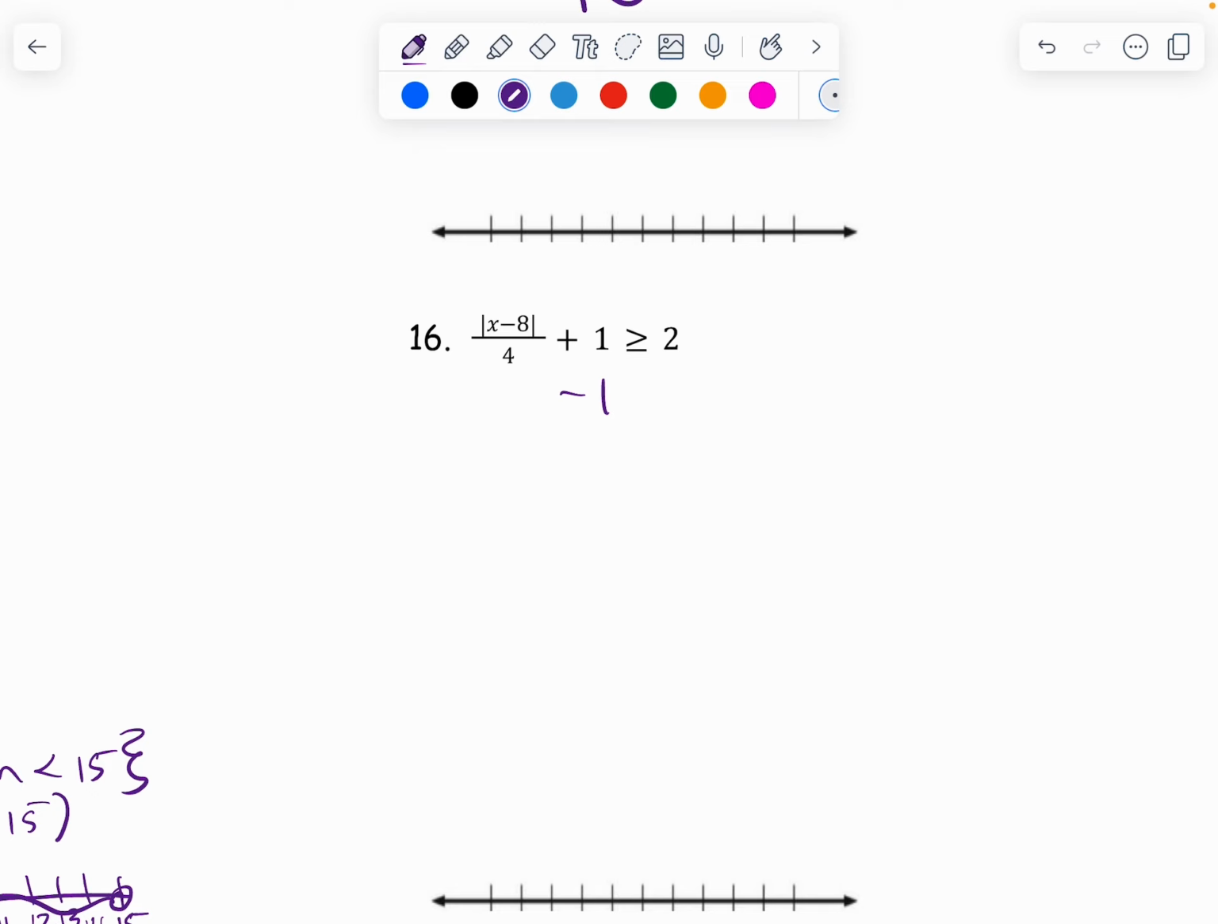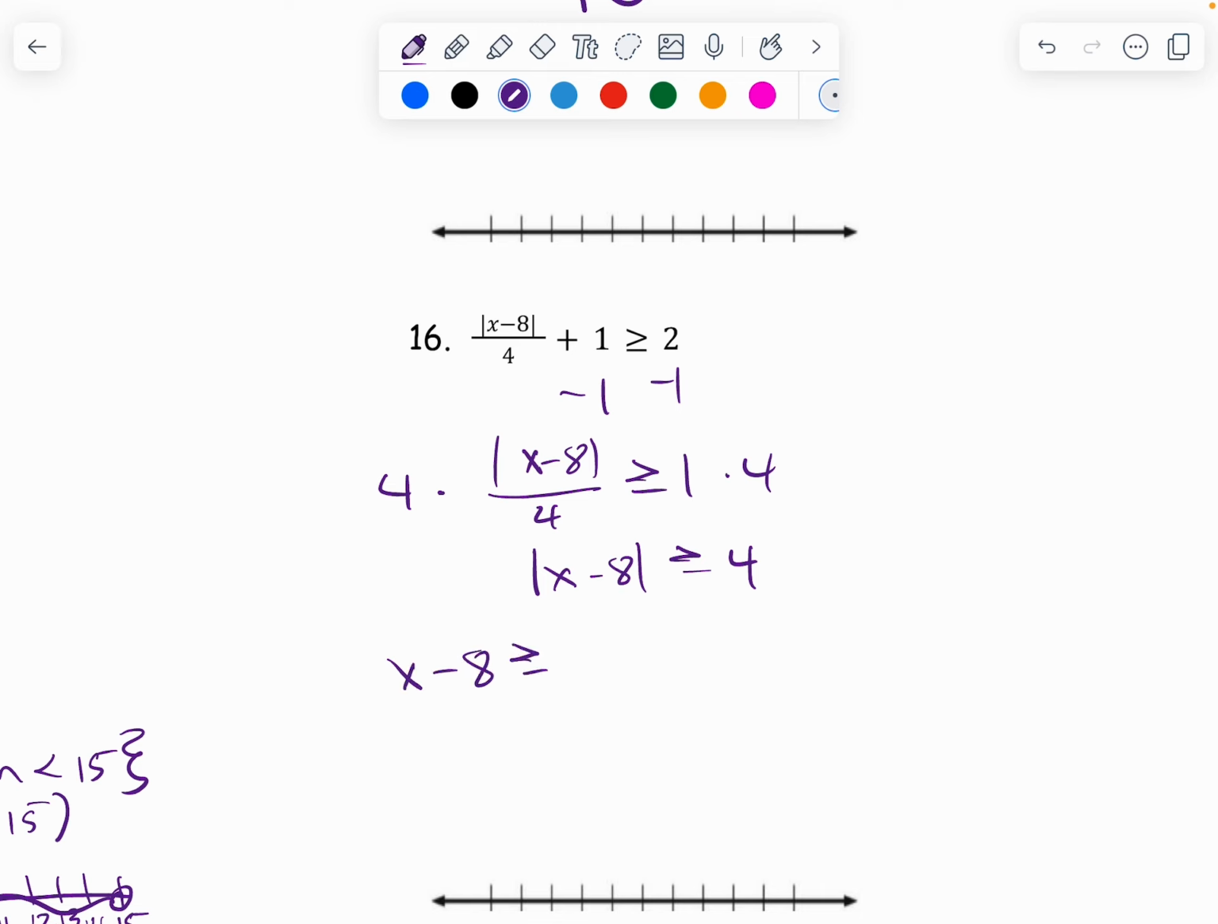Okay, subtract 1 from both sides. I get absolute value of x minus 8 over 4 is greater than or equal to 1. Multiply both sides by 4. Absolute value of x minus 8 is greater than or equal to 4. Greater, so x minus 8 is greater than or equal to 4, or x minus 8 is less than or equal to negative 4.